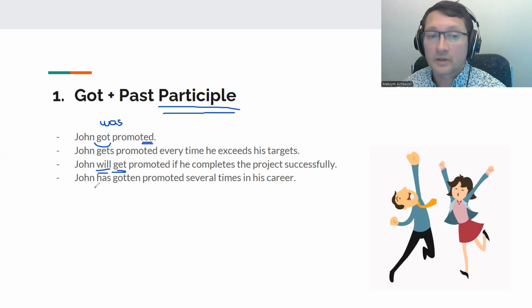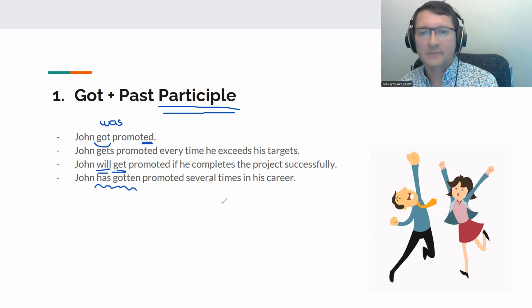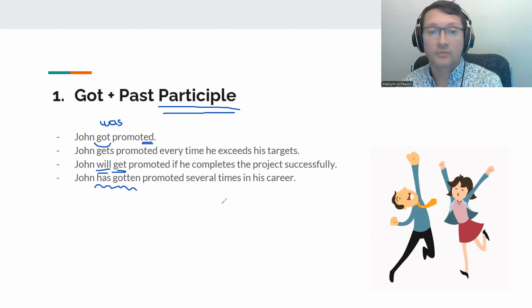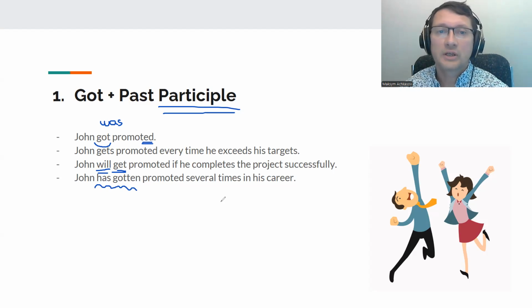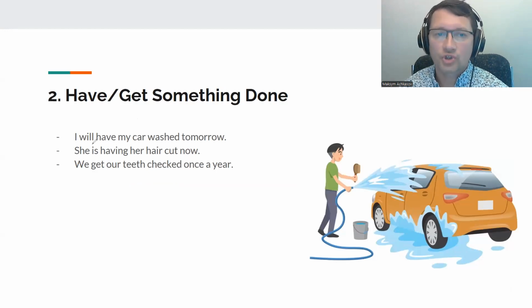Or you could also speak about something that has a certain connection to now, with the use of present perfect. John has gotten promoted several times in his career so far, you could say. So, got or get plus past participle. That is one structure. Then we have another structure that is have or get something done. Okay. I will have my car washed tomorrow.